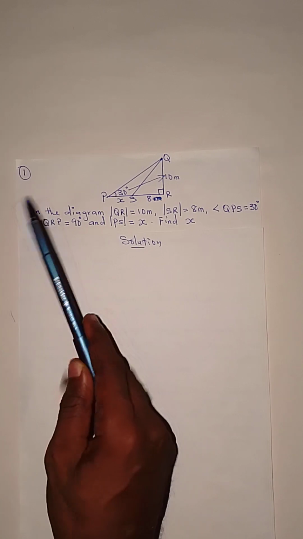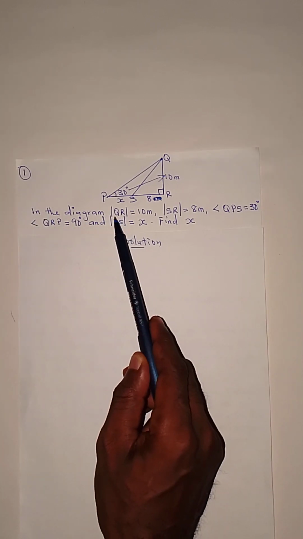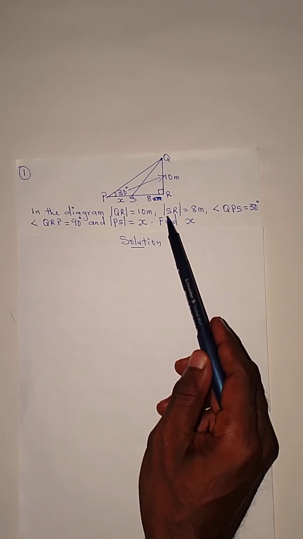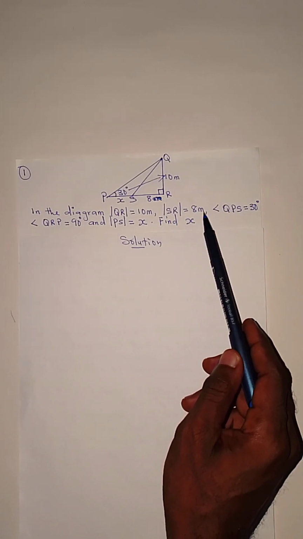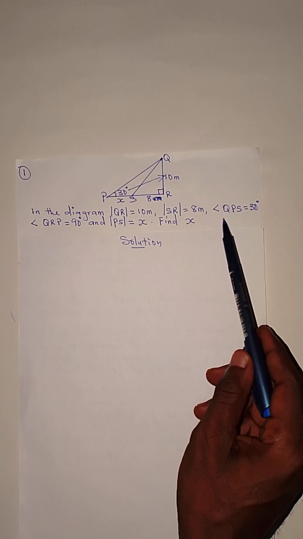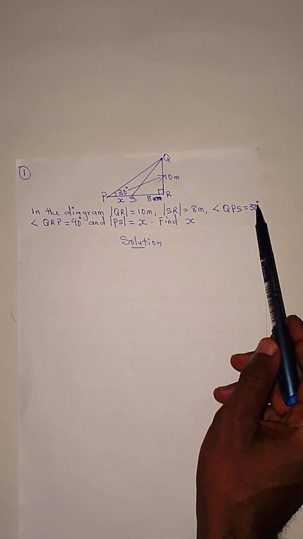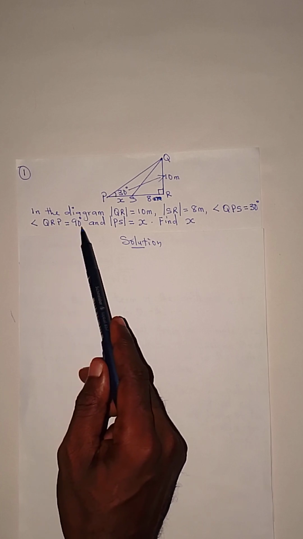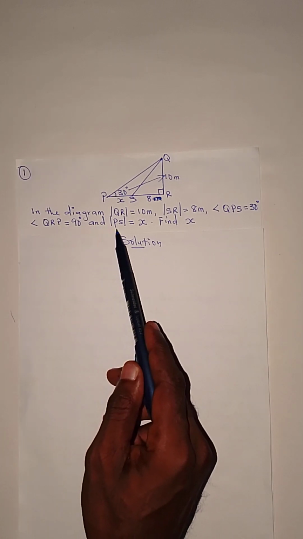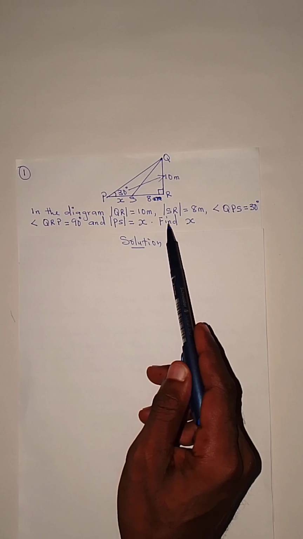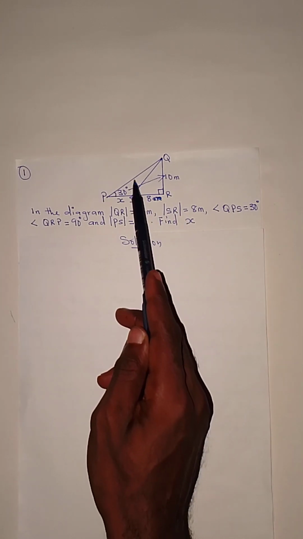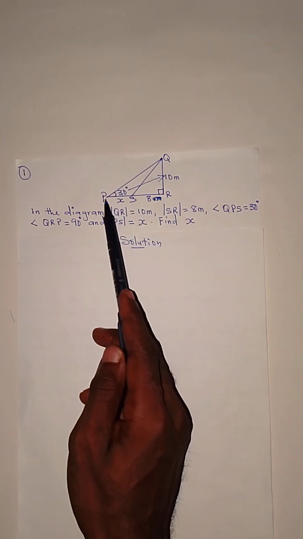it says in the diagram, line QR is equal to 10 meters, line SR is equal to 8 meters. Then angle QPS is equal to 30 degrees, angle QRP is equal to 90 degrees, and line PS is equal to X. Find the value of X. So we are considering this diagram here.